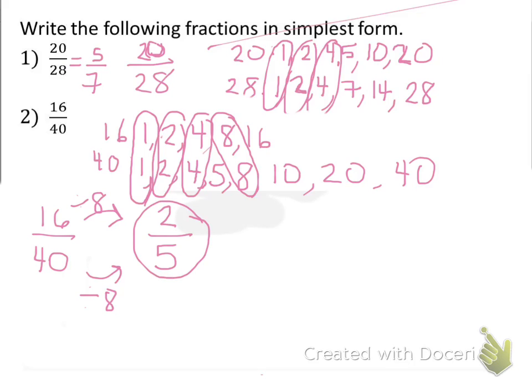So in simplest form, 16/40 is actually 2/5.